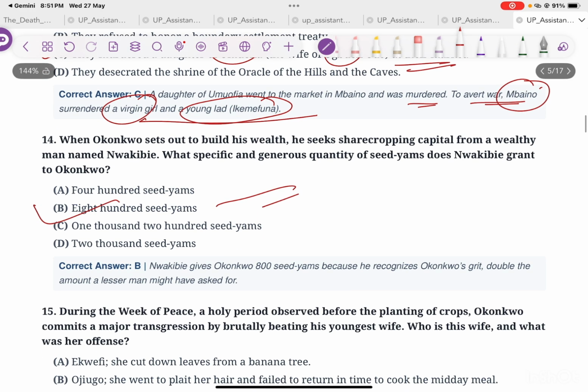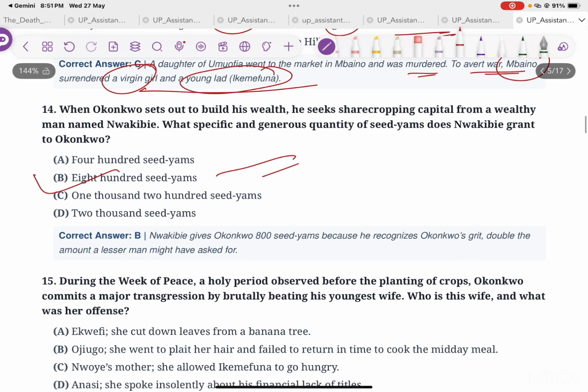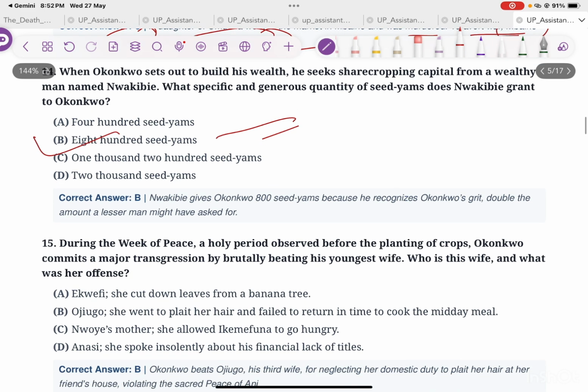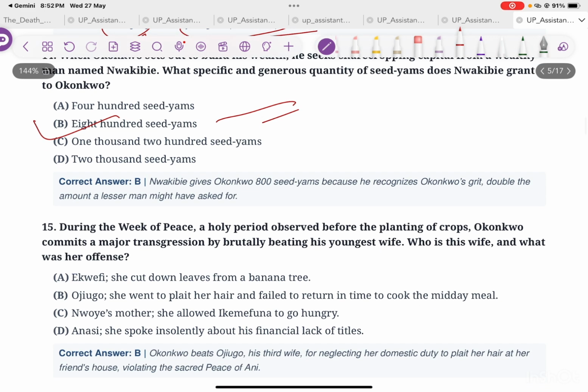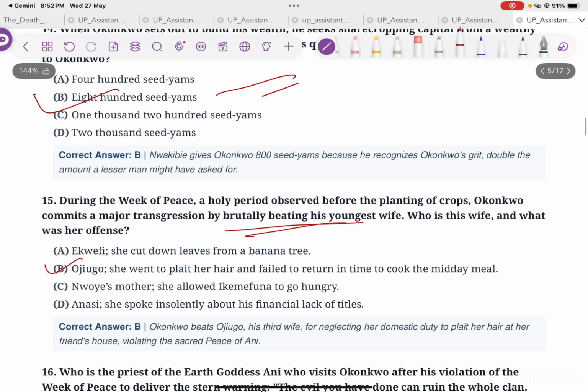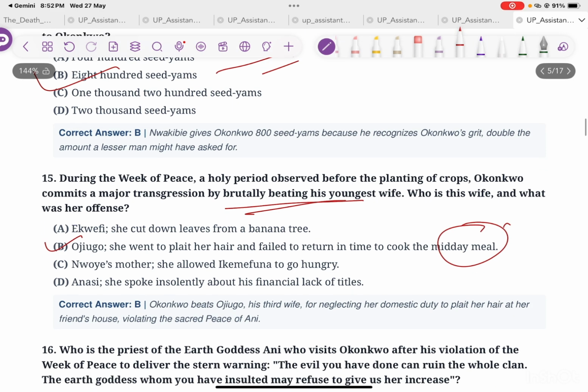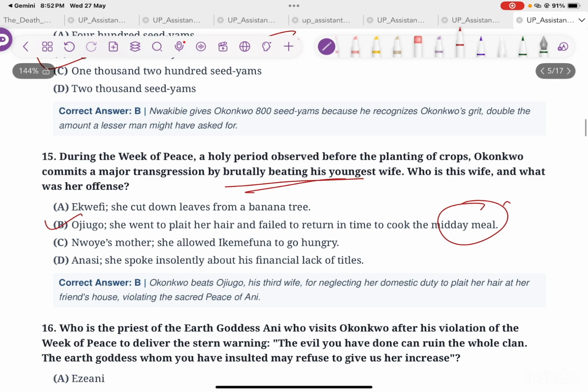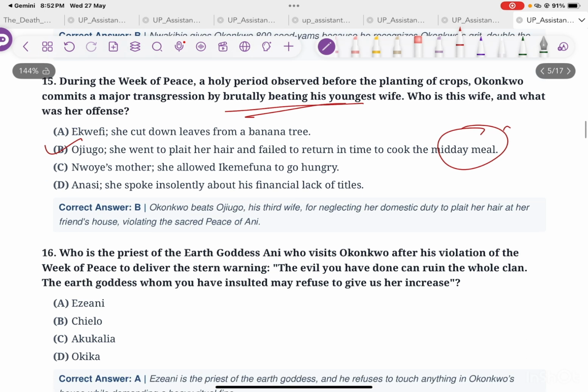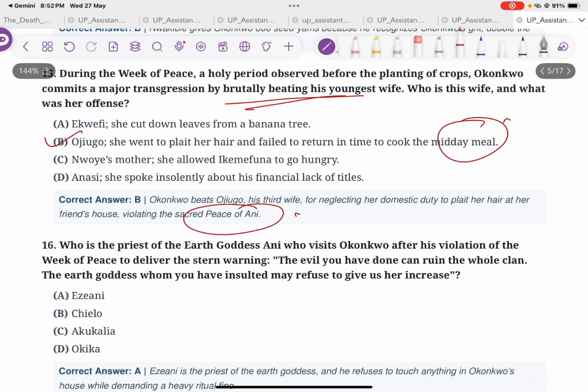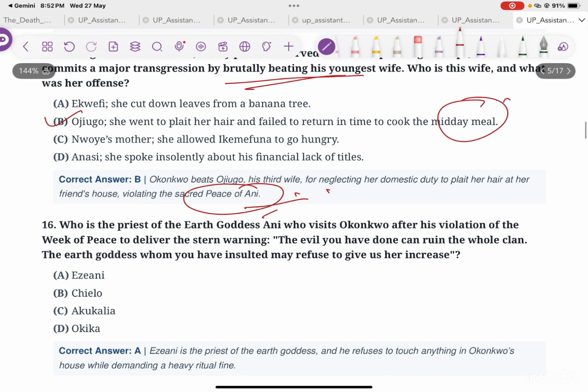During the Week of Peace, a holy period observed before the planting of the crops, Okonkwo commits a major transgression by brutally beating his youngest wife. Who is the wife and what was the offense? Ojiugo. She went to plait her hair and failed to return in time to cook the midday meal. So that's why he beat his third wife, for neglecting her domestic duty to plait her hair at a friend's house, and violating the sacred peace of Ani. So here no beating is allowed, and he violated that.